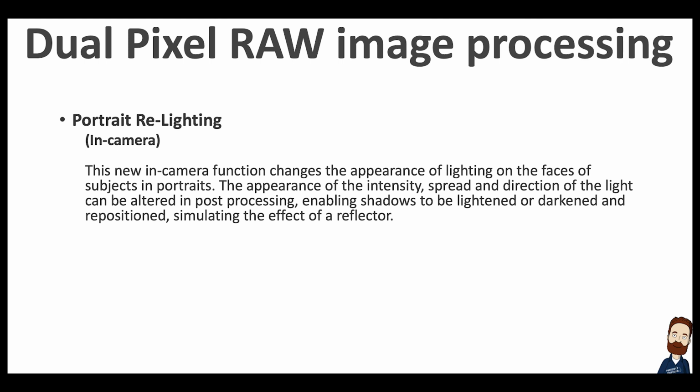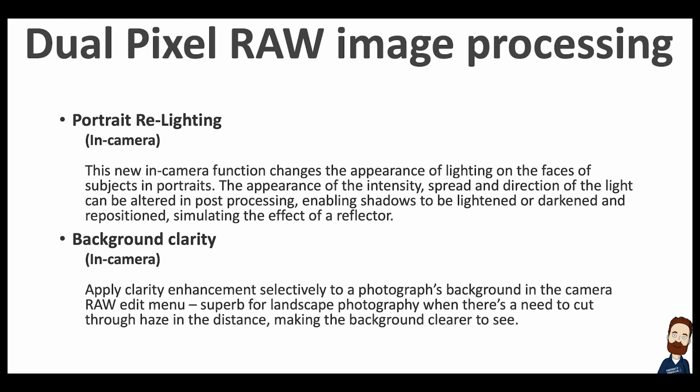So what else can you do? Well, this new in-camera function changes the appearance of lighting on the faces and the subjects of your portraits. The appearance of the intensity, spread and direction of light can be altered in post-processing as well, enabling shadows to be lightened or darkened and repositioned, simulating the effect of a reflector. And again, this is very much like the new software compatibilities that you have in today's mobile phones, iPhones.